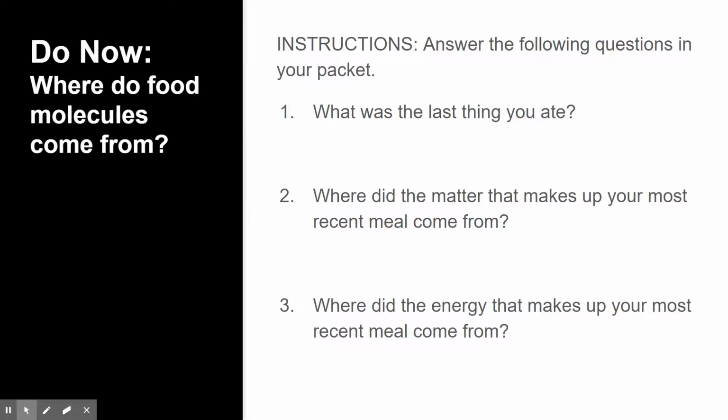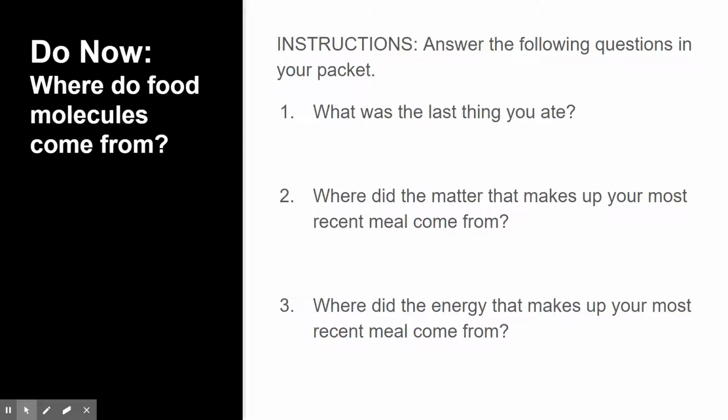For example, the last thing that I ate was mini powdered donuts. And the matter that made up those donuts, I know, came from wheat, that's where the flour comes from, and sugar cane, that's where the sugar comes from. And the energy that was in that mini powdered donut, I think might come from the sugar.